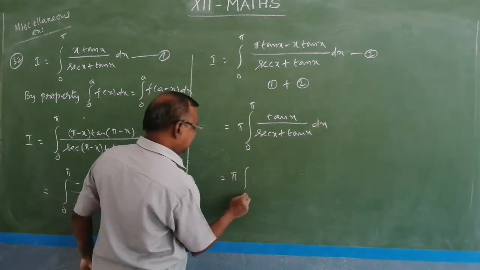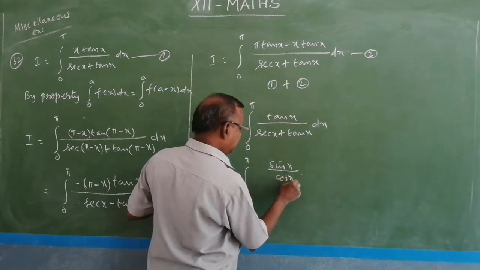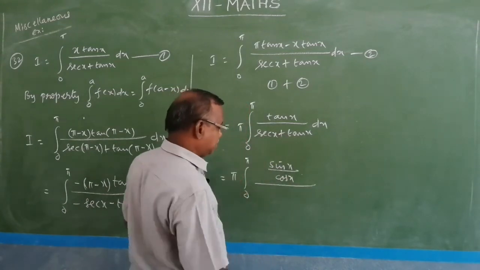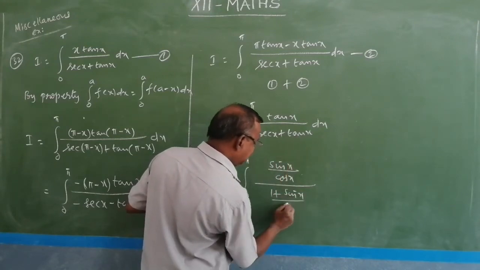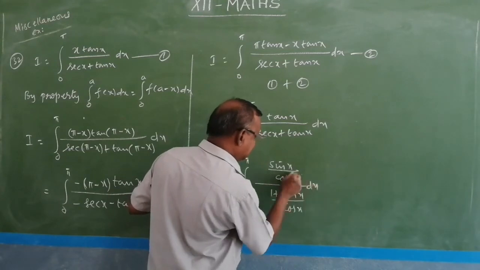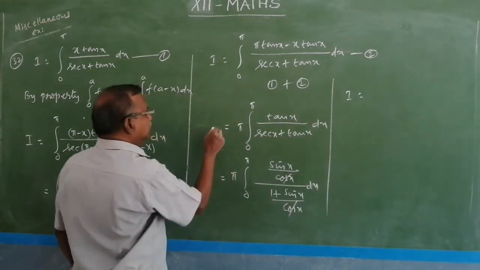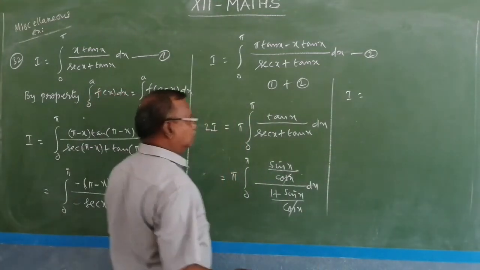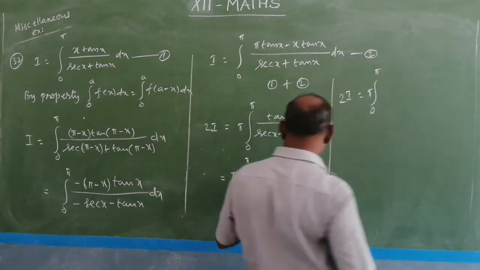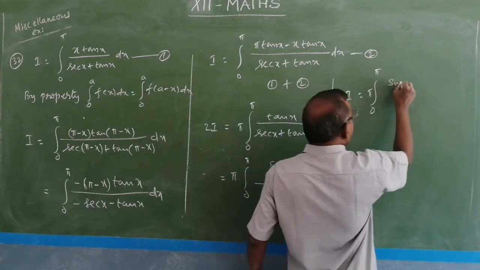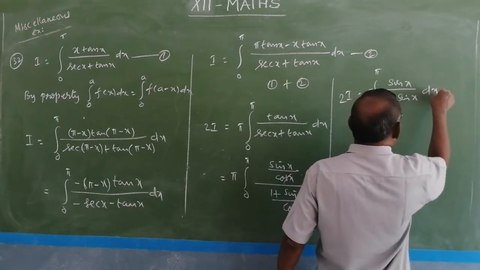Here we can modify this, so the numerator is sin x by cos x and the denominator is 1 by cos x plus sin x by cos x, equal to the integral of sin x divided by 1 plus sin x dx. So I equals that, and 2I equals pi times the integral from 0 to pi of sin x divided by 1 plus sin x dx.